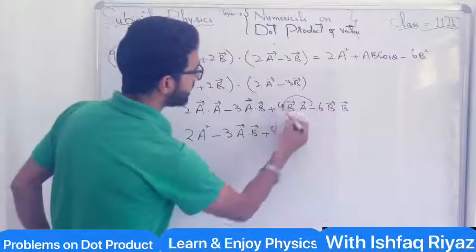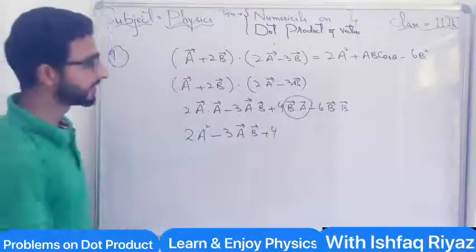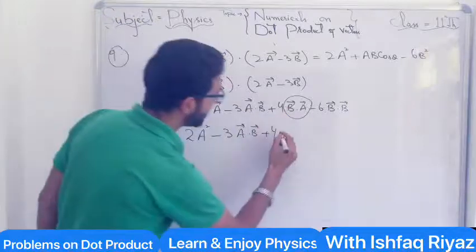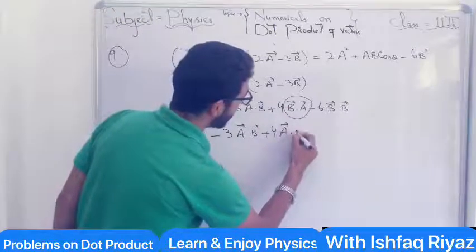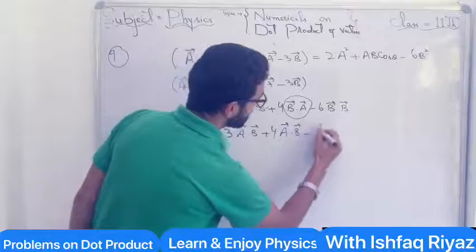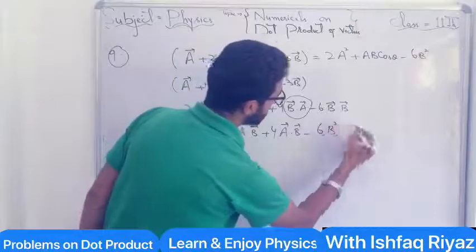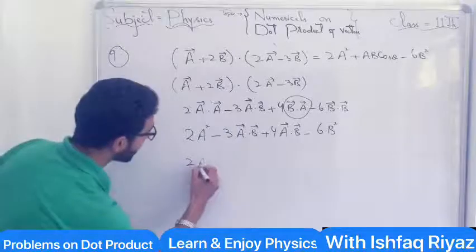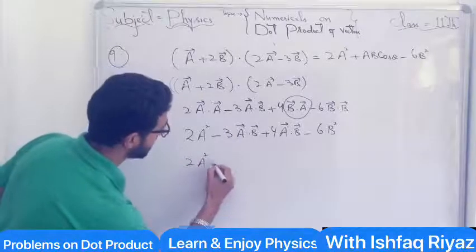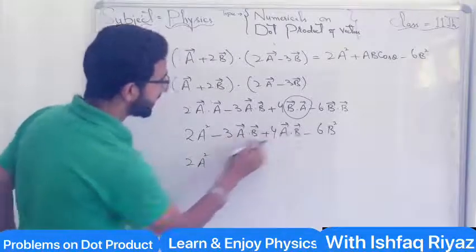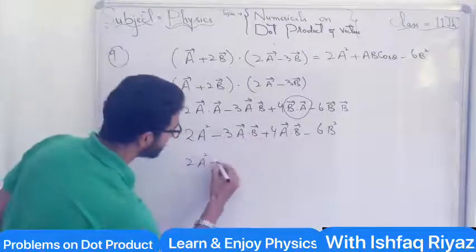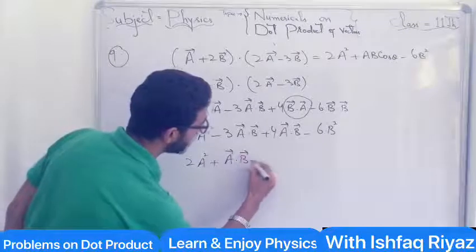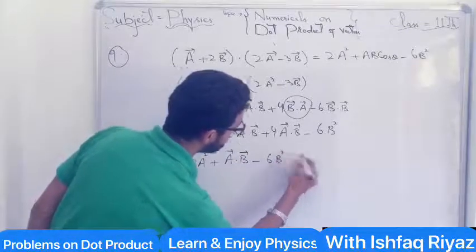Using the commutative property of the dot product of the vectors here, that is a dot b, it is equal to b dot a. So in place of b dot a, I will write simply a dot b minus 6, and b dot b, it is again equal to the magnitude of b square, right? So this is 2a square, okay, plus 4a dot b minus 3a dot b, this is simply equal to 1 times a dot b minus 6b square.